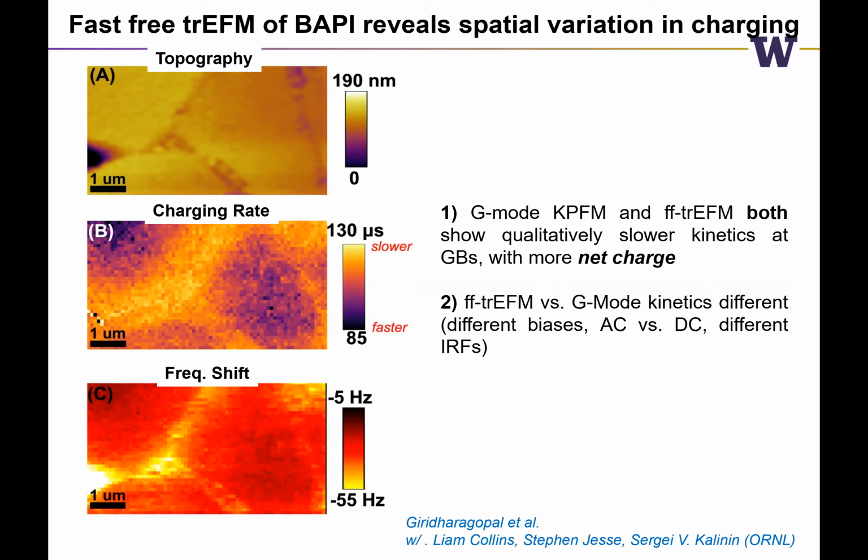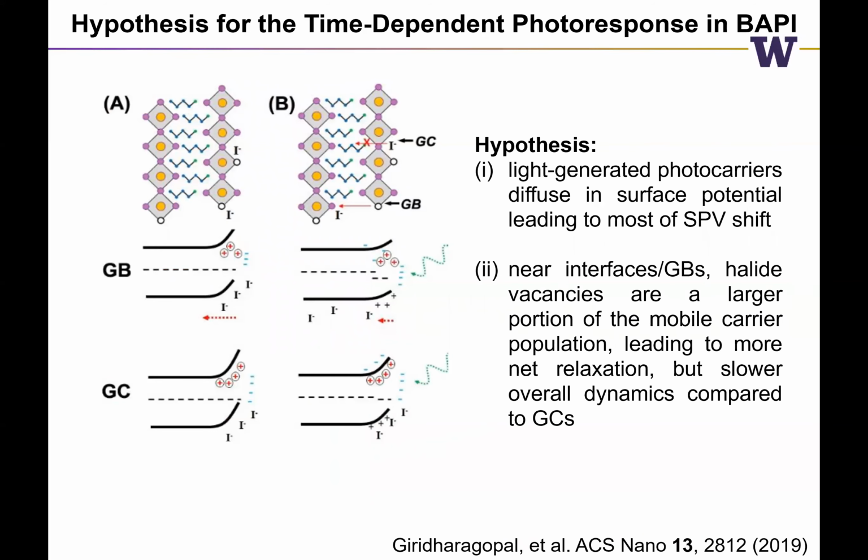To reconcile these two things, we turn to this cartoon diagram here. The hypothesis is that two effects are occurring. First is that there are light-generated photocarriers that diffuse in the surface potential. That leads to most of the surface photovoltage shift in these materials. The second factor that comes in is that near the interfaces and grain boundaries, halide vacancies are a larger portion of the mobile carrier population, leading to more net relaxation, but that does lead to slower overall dynamics as compared to grain centers. This is shown schematically in this top right image, where at grain centers, there's relatively little ion motion or slow trap-mediated motion as opposed to grain boundaries.